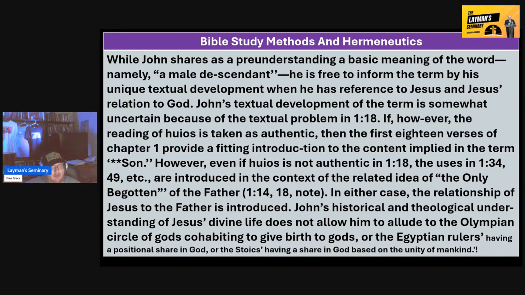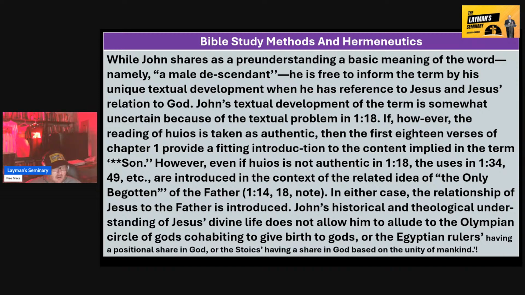If, however, the reading of Theos is taken as authentic, then the first 18 verses of chapter 1 provide a fitting introduction to the content implied in the term Son. However, even if Theos is not authentic in 1:18, the usages in 1:34, 49, etc. are introduced in the context of the related idea of the only begotten of the Father in 1:14 and 18. In either case, the relationship of Jesus to the Father is introduced.